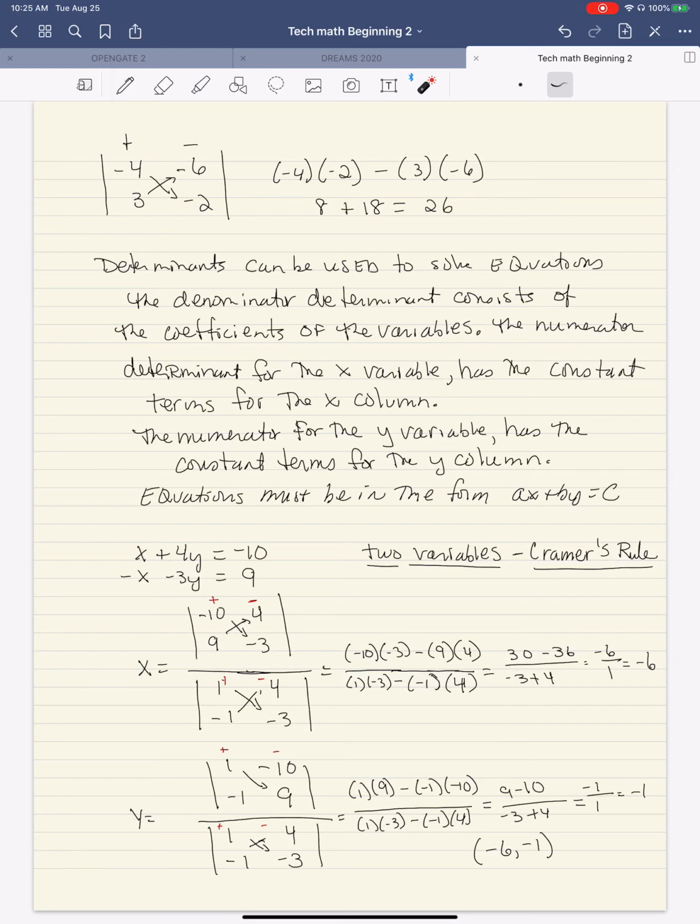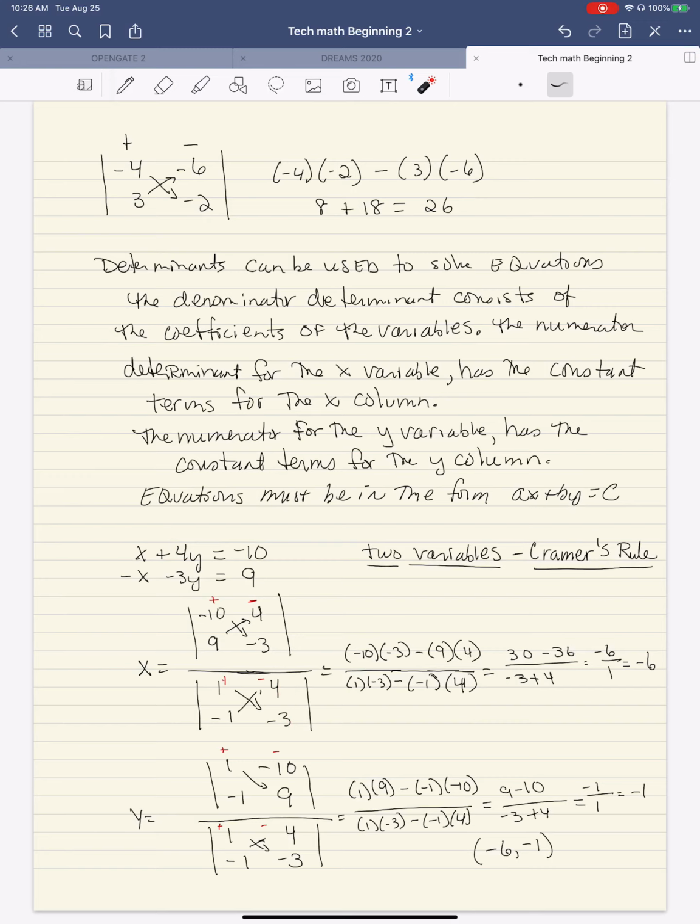The denominator determinant consists of the coefficients of all the variables. So I have a 1 and a minus 1 for x, that's here, 1 minus 1. It's also on the denominator for the y, 1 minus 1. And a 4, negative 3, 4, negative 3. The numerator for the x, you can remember it by, if you're solving for x, remove the x column and insert the constant term. So the constant terms for the x go right there.